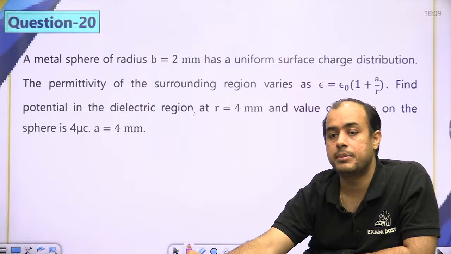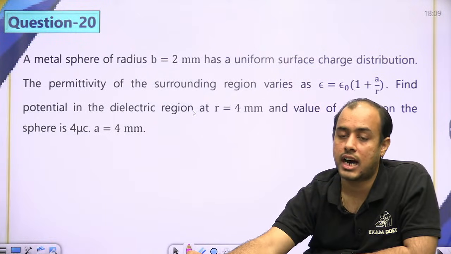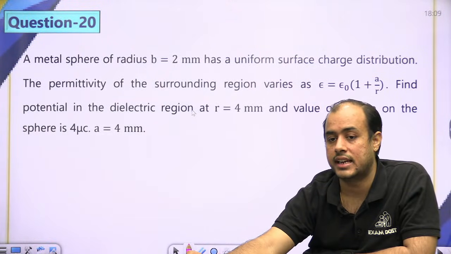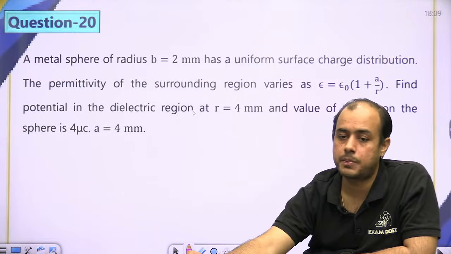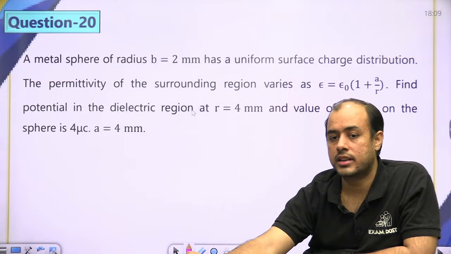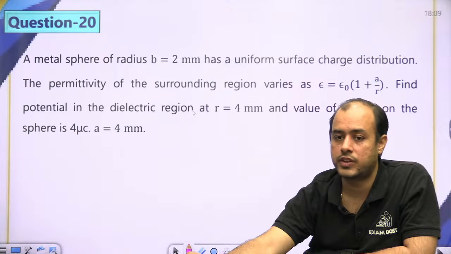आपको क्या निकालना है बेटा? पोटेंशियल निकालना है और आपको चार्ज का वैल्यू निकालना है जो कि आपको स्फीयर पे नजर आएगा. What is the value of charge on the sphere? ओके, क्लियर हुई इतनी बात? पूछा क्या जा रहा है?